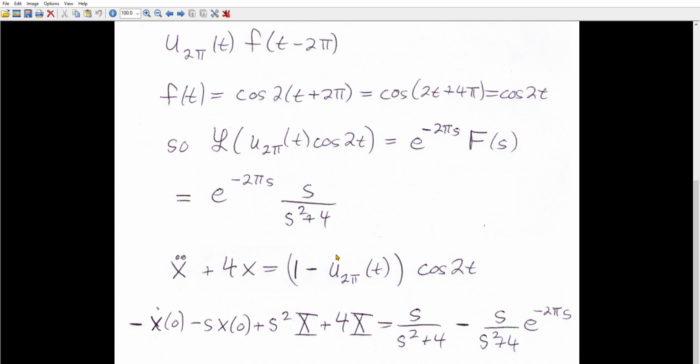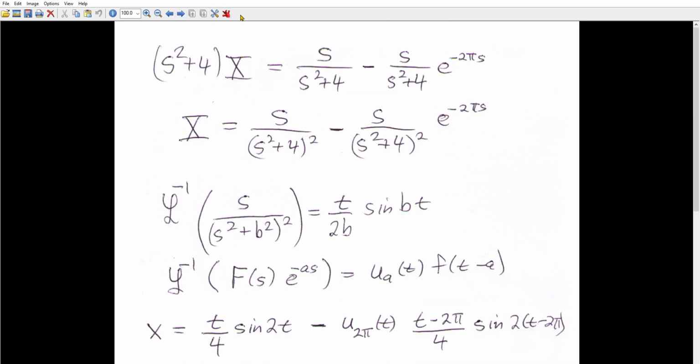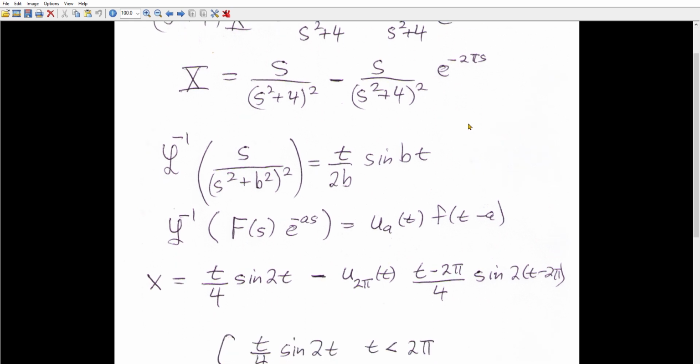And now this piece is the piece we just talked about, which gives us s over s squared plus 4 times e to the minus 2 pi s. Now, when we collect terms on the left-hand side, we get s squared plus 4 times cap X, and this is what we had before. We divide through by s squared plus 4, and we get s over (s squared plus 4) squared minus s over (s squared plus 4) squared e to the minus 2 pi s.